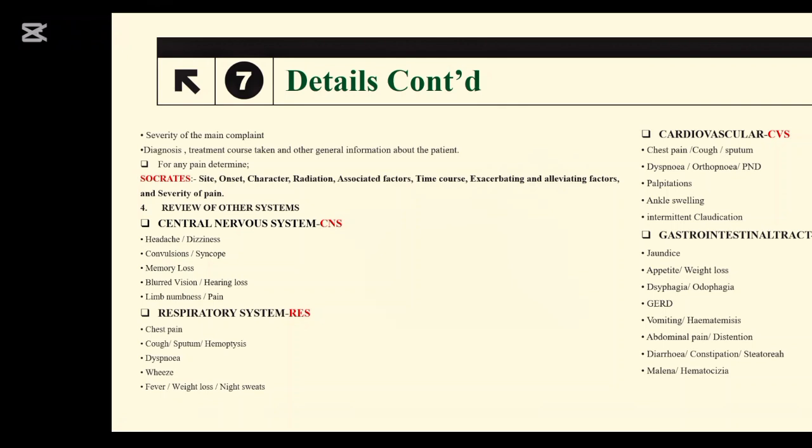Respiratory system: you want to ask about chest pain, a cough, sputum. Is the cough productive or unproductive? Is it blood stained, also called hemoptysis? Difficulties with breathing, which is called dyspnea, a wheeze, fever, night sweats, and weight loss. I've already alluded to that.